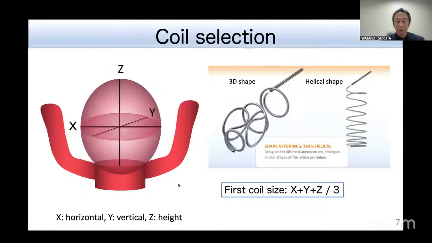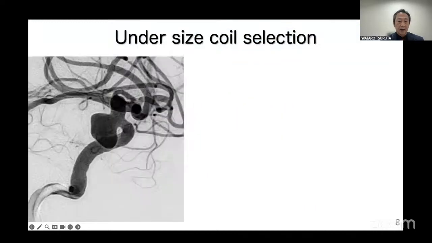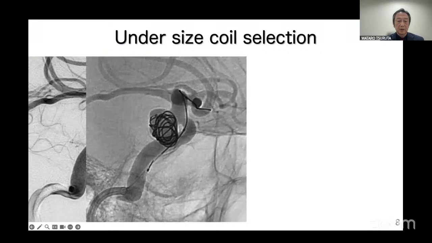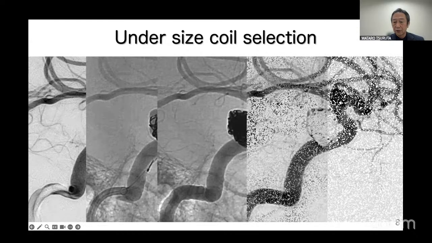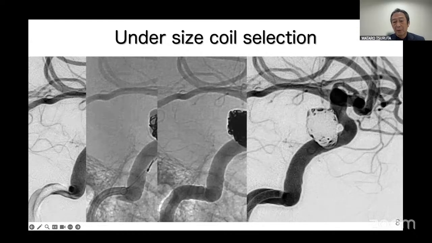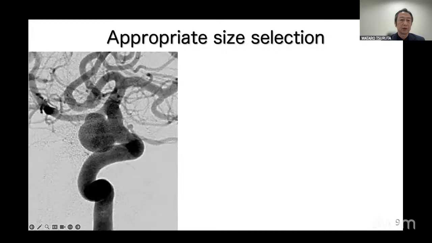As for coil selection, for the framing coil we usually select the average diameter of XYZ. We usually use 3D shape for framing coils, and helical shape sometimes for filling and finishing coils. We also usually use 3D shape for filling and finishing. This framing coil is undersized. We can see some space between the coil mass and the aneurysmal wall, and the final angiogram demonstrates some space between the coil mass and the aneurysmal wall. It carries a risk of recanalization, not good.